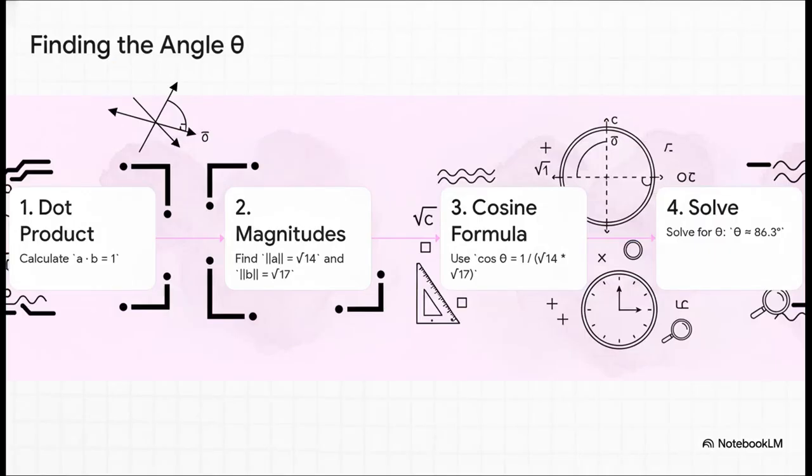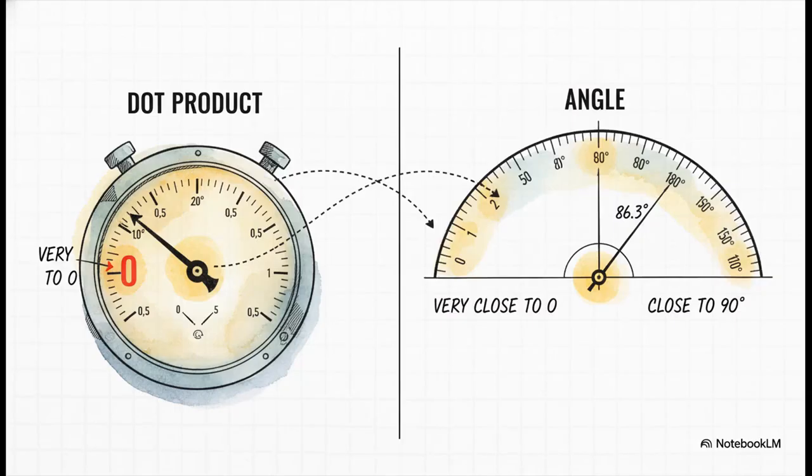Okay, let's break this down. First up, we calculate the dot product the algebraic way, and that gives us 1. Next, we need the lengths or magnitudes of each vector, which turn out to be the square root of 14 and the square root of 17. Now we can plug all those numbers into our rearranged geometric formula. After we solve for theta, we find the angle is about 86.3 degrees. And this is where it all clicks into place. Look at that result. Our angle, 86.3 degrees, is really close to 90, and our dot product, 1, is really close to 0. See the connection? This is not a coincidence. It's the whole idea in action. The closer the dot product gets to 0, the closer the angle gets to 90 degrees.